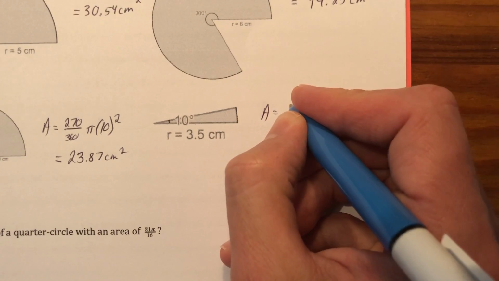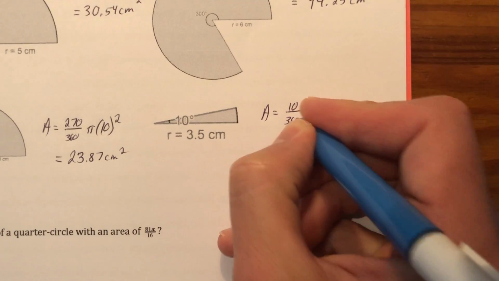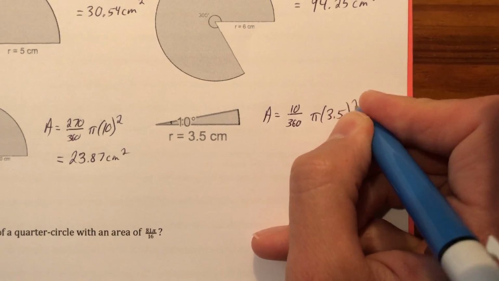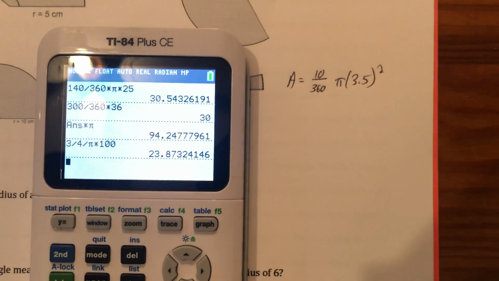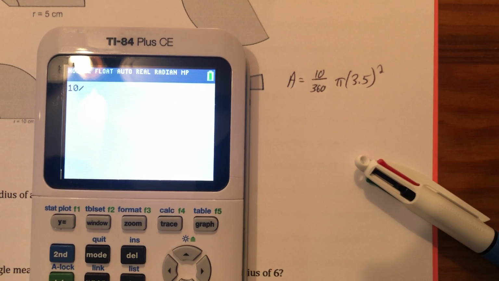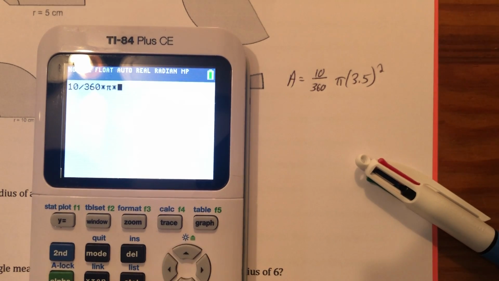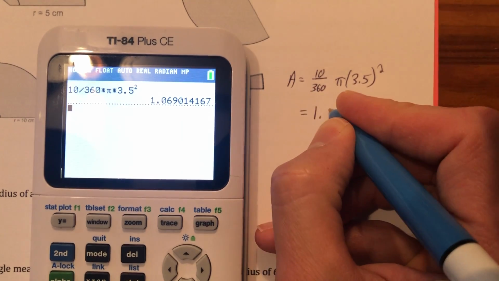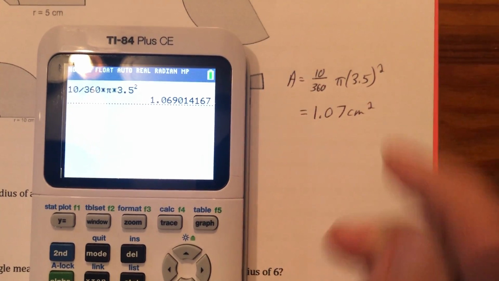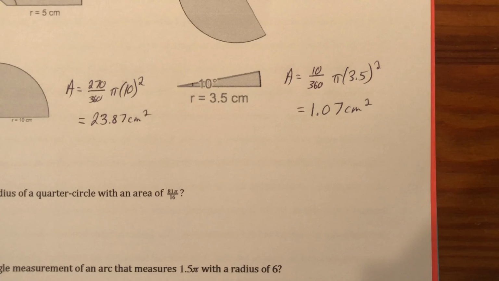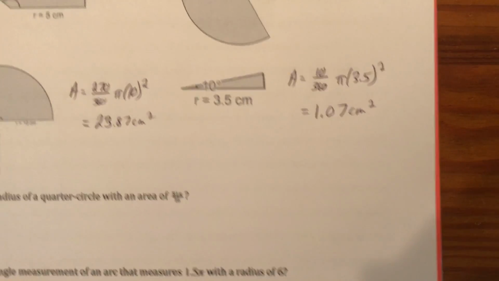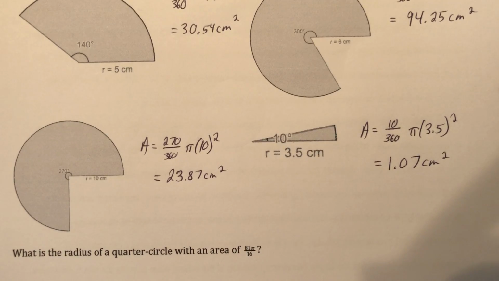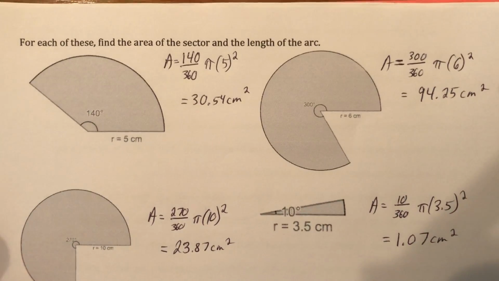And this one is just a skinny little slice of pizza. So the area there would be 10 out of 360 degrees. That'd reduce to 1 over 36. Pi times 3.5 squared. 10 over 360 times pi times 3.5 squared. And that would be 1.07, and that is also square centimeters. So good. We've gone through here, we found all the areas. Again, that means we found out how much gray matter we have in each picture. Now let's go back and do a different problem where we find the length of the arc.